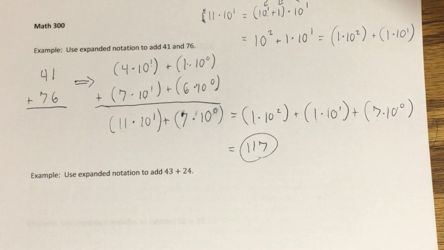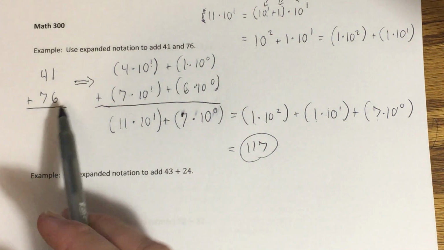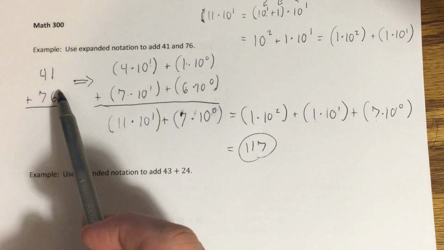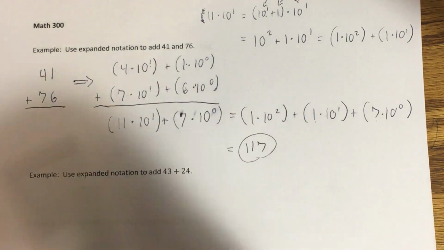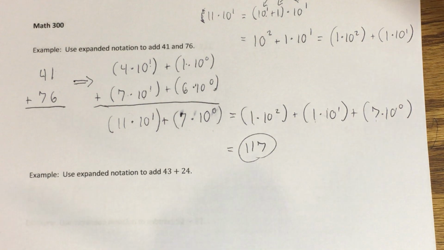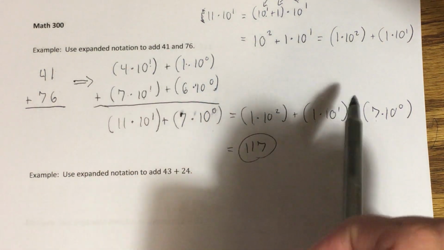Again, I want to emphasize something. Looking at this, you might be shaking your head thinking, why on earth would I go through all of this trouble to add a number that it took me 5 seconds to do by ignoring all this and just adding 1 plus 6 to get 7, 4 plus 7 to get 11. Like less than 5 seconds and I'm done. Why would I care to do all this?